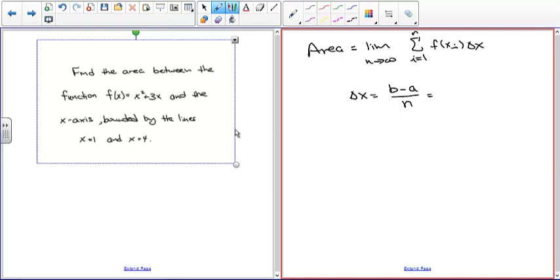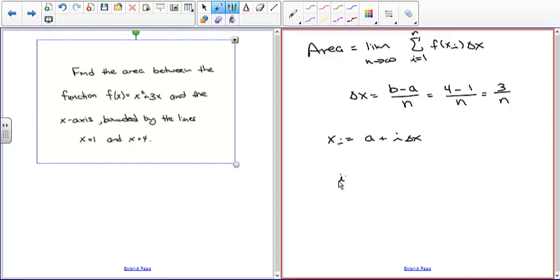In our particular case, b is 4. That's the right-hand limit, and a is equal to 1, and n is going to vary, so we're going to just leave it as n at this point. So delta x is 3 over n. Then you have x sub i, and x sub i is equal to a, which is the left-hand limit, 1, plus i, which is the counter, not imaginary number, times delta x.